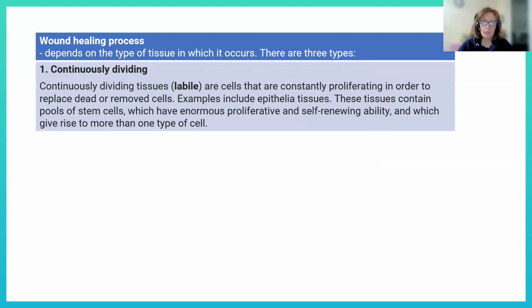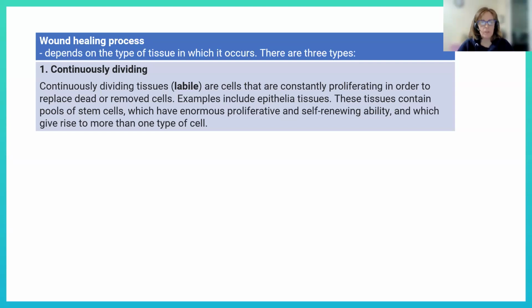We've got continuously dividing tissues. We call these labile, and these are cells that are constantly proliferating in order to replace dead or removed cells. So think about your skin, the epithelial tissue inside your mouth. You're constantly renewing the surface of these structures because they're getting worn away just from day-to-day living, eating, just protecting your body with regards to your skin.